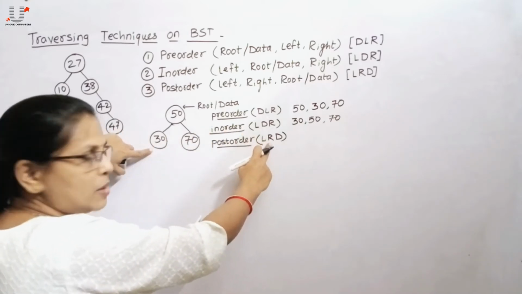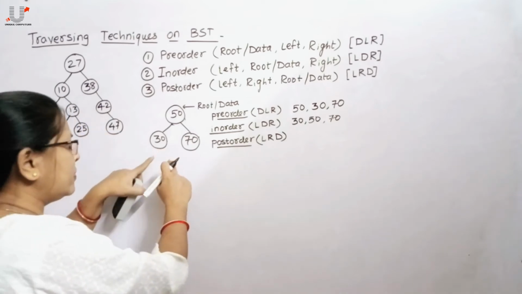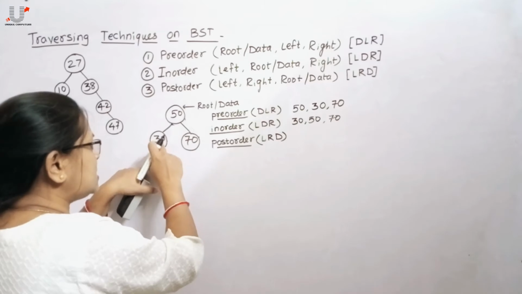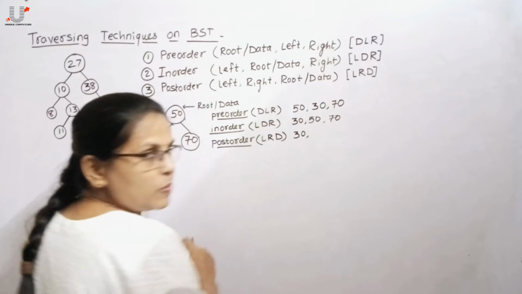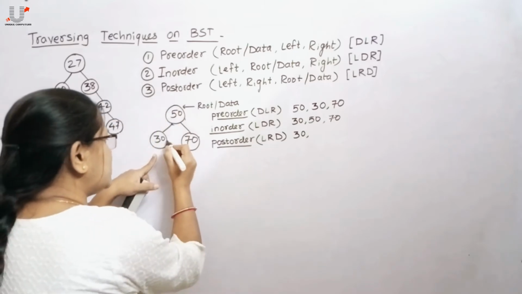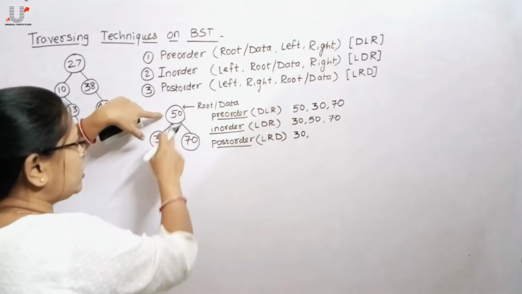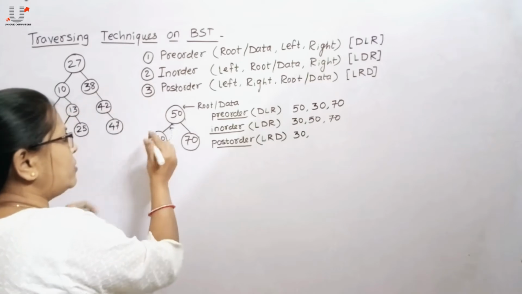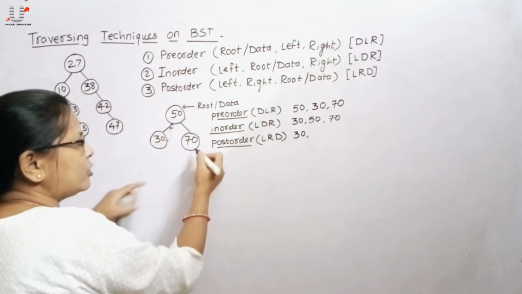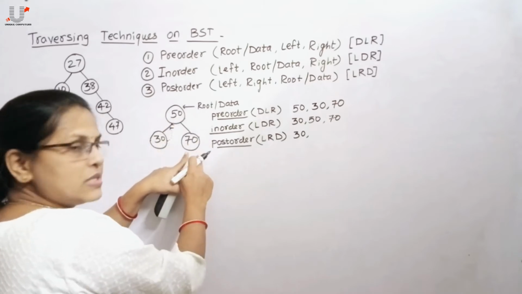Check whether a right subtree is present. No right subtree is present for 30, so data, that means 30, gets processed and displayed. After processing, control will again move to 50. For this 50, again apply LRD. As left has already been processed, control moves to the right child of 50, so it's 70.